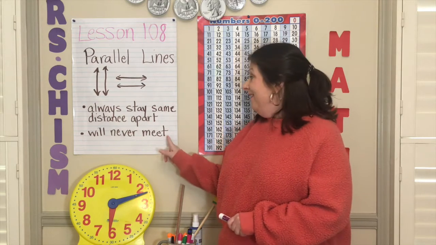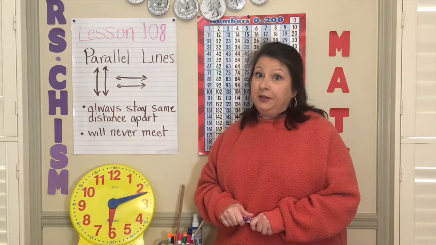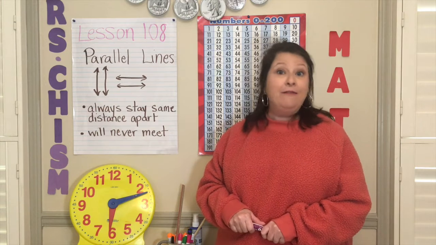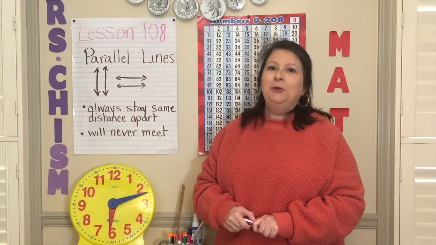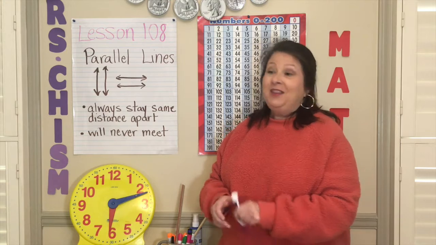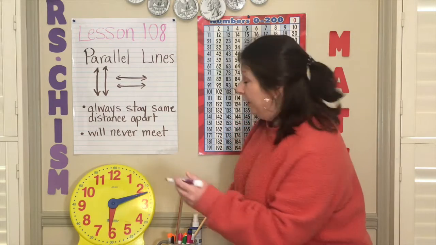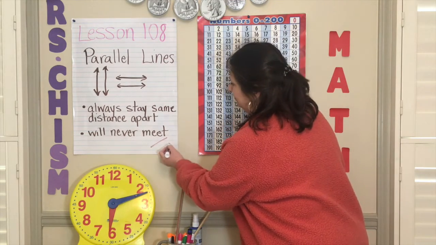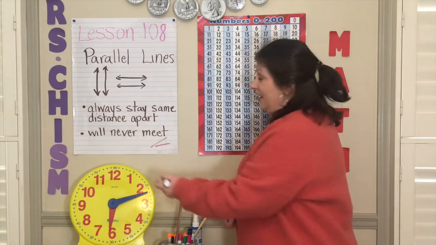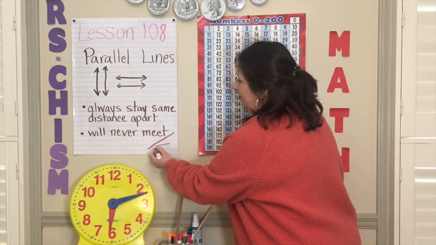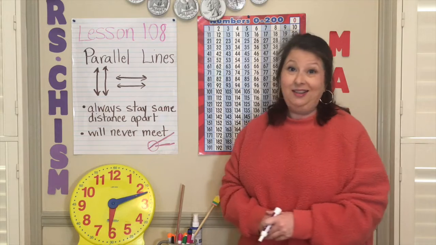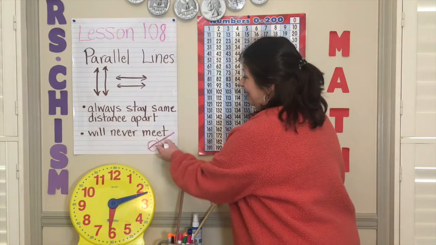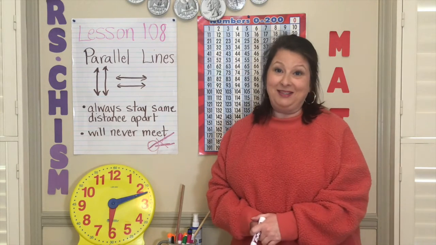thing. Another thing to remember about parallel line segments is that they will never meet. They will continue on and on and on and on, but they would never meet one another. An example of not parallel line segments would be these. If I have these line segments, even though they're not touching now, they will eventually meet. So those would not be parallel line segments.